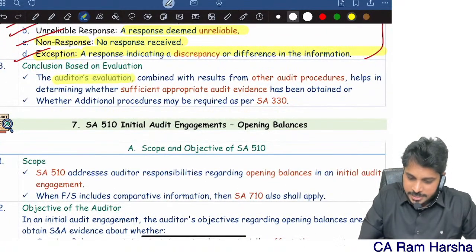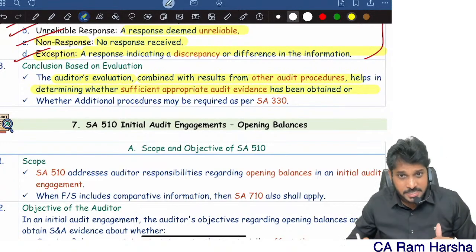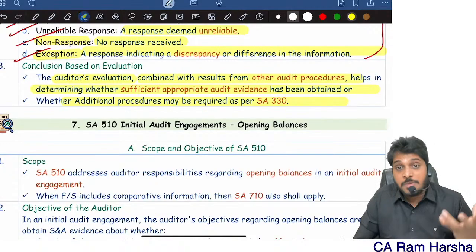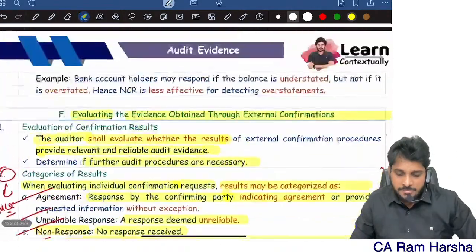So the auditor's evaluation combined with other procedures helps in determining whether, after looking at these results, further audit procedures may be required or not. You need to check out. That's it. 505 is over.